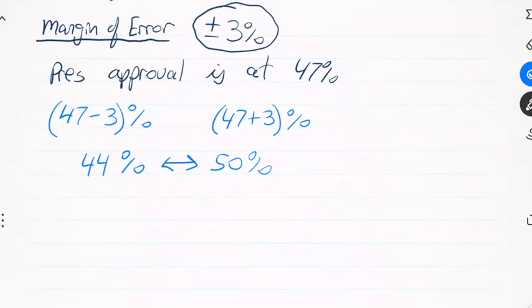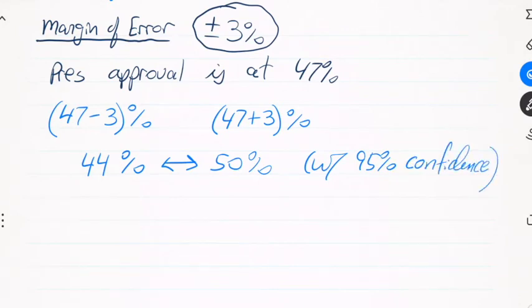And then there has to be another number associated with this, with 95% confidence. And all that means is there is a 5% chance that it is greater than 50 or less than 44. In other words, 2.5% for both sides, basically the tails. So it has a tail error of 5%. So this just tells us how confident we are that the president approval rate is at 47%, somewhere between 44 and 50%. All right, so that's all margin of error is.